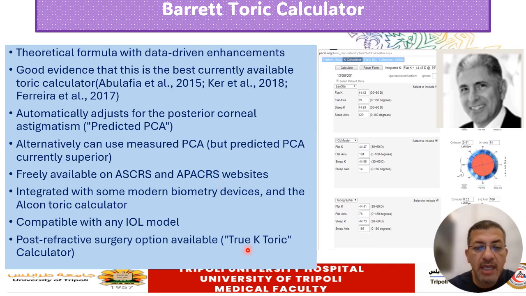Whenever you find TrueK, it means post-LASIK. So there is a TrueK toric calculator for cases of residual astigmatism after LASIK correction. The good advantage of this formula is that it allows you to input the data from more than one machine. For example, you put the data from the LENSTAR, also the data from the IOL Master, and then from the topography, and the calculator will calculate the average astigmatism for the patient and give you the ideal IOL power and axis for that patient. So it utilizes the input from 3 different machines. This is the Barrett toric calculator.